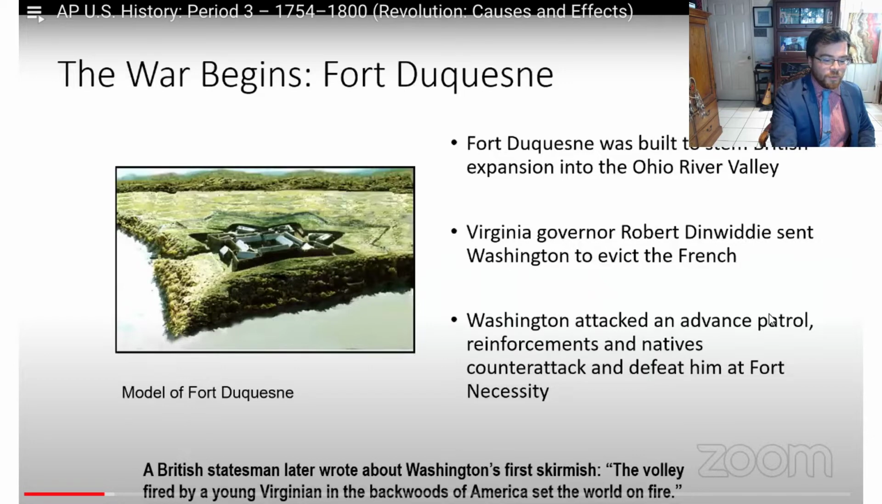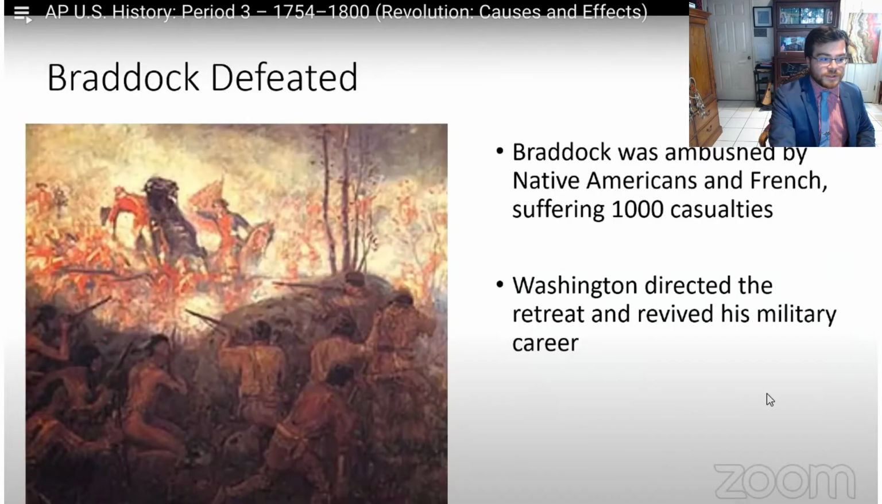Look, Washington's first skirmish. "The volley fired by a young Virginian in the backwoods of America set the world on fire." Ooh. So Washington is calling people out.